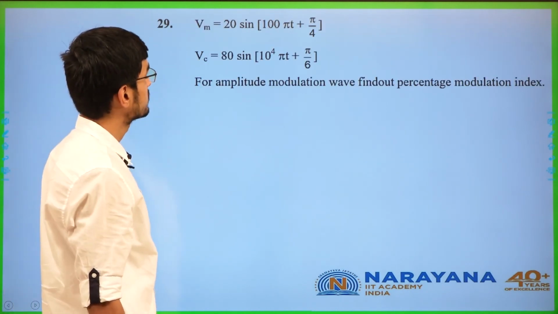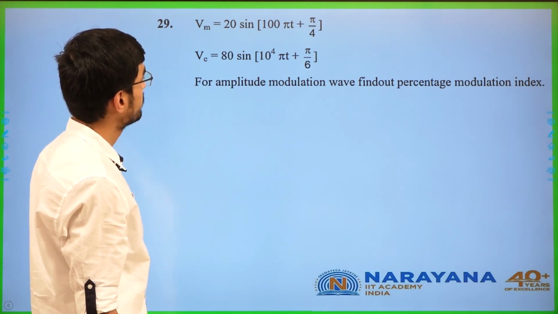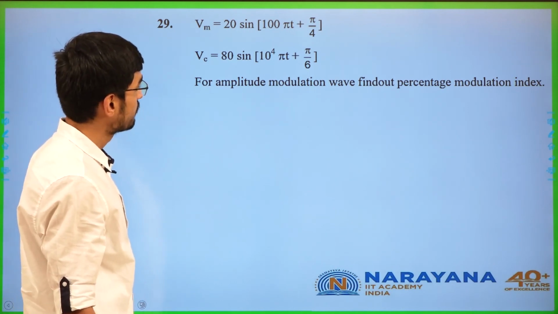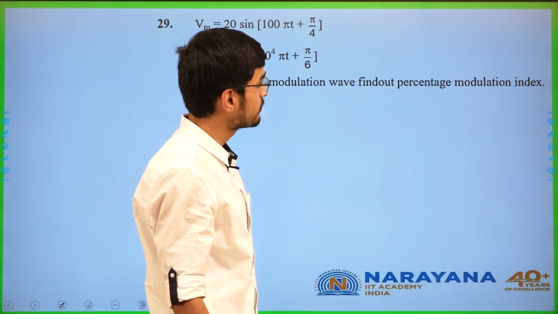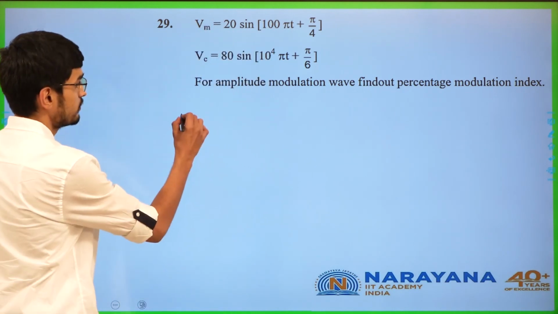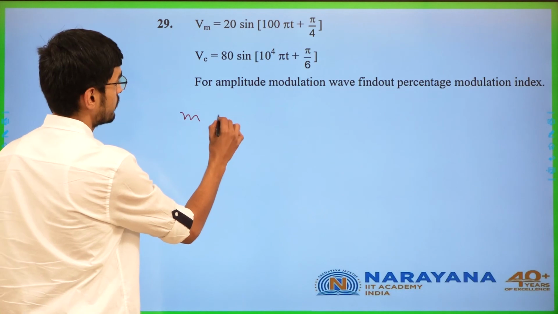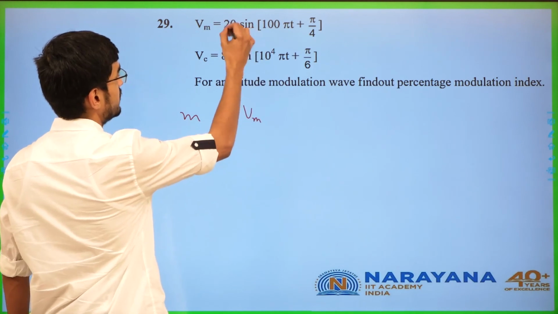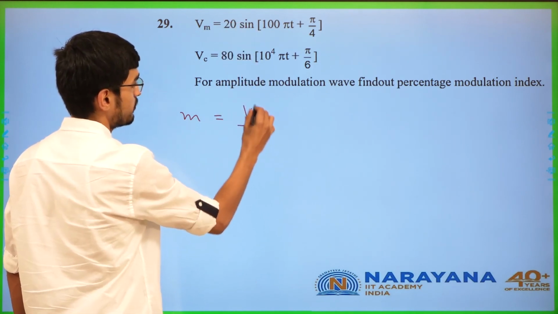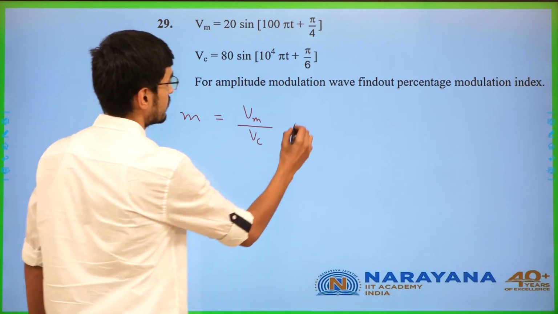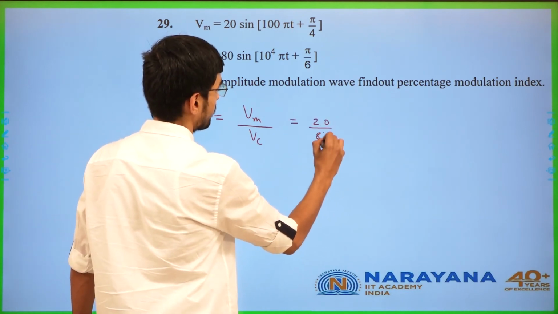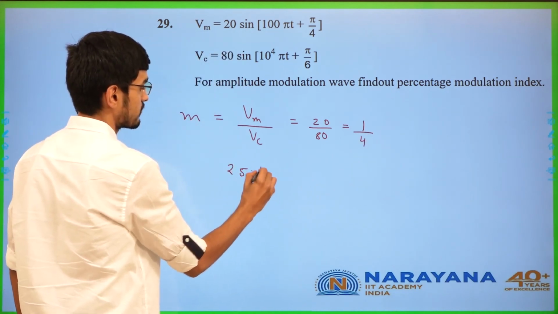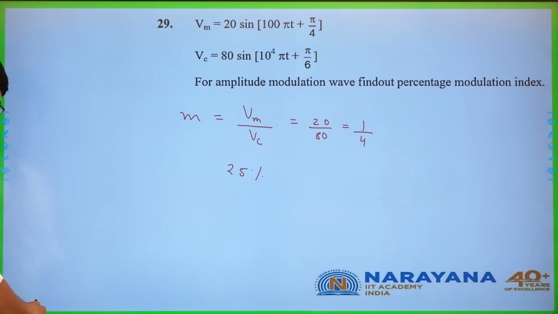Next. Vm is 20 sin(pi t + pi/4) and Vc is given to be 80 sin(10^4 pi t + pi/6). For an amplitude modulation wave, find the percentage modulation index. We can convert to percentage later. Modulation index is defined as the magnitude of Vm by Vc, where both are the amplitudes of their respective functions. So this comes out to be 20 by 80, that is 1/4. In percentage terms it will be 25%.